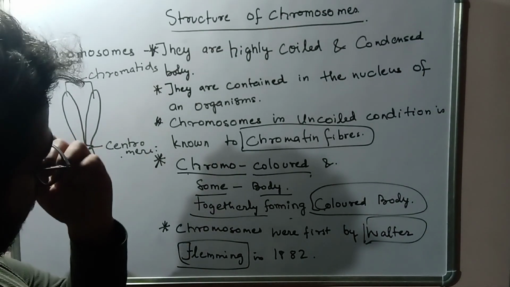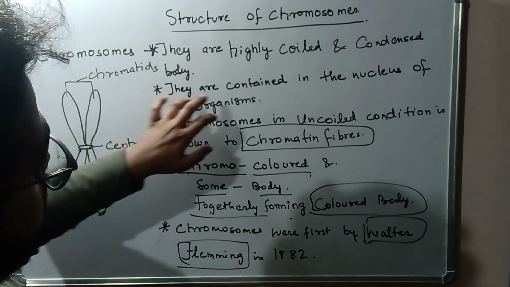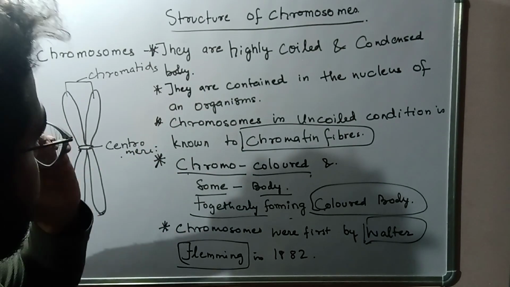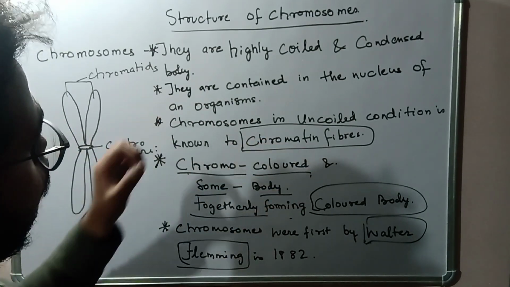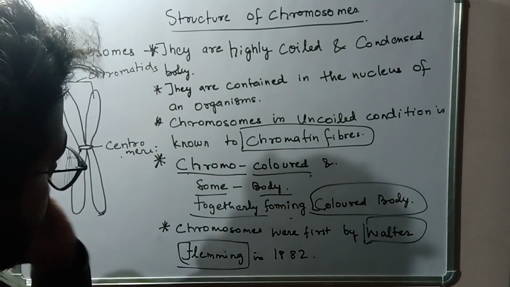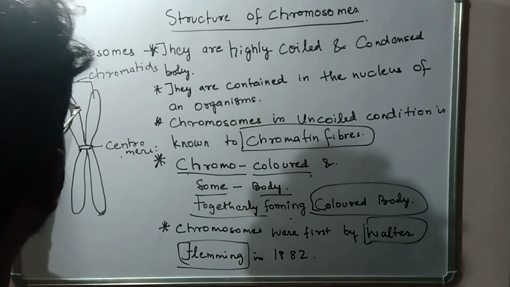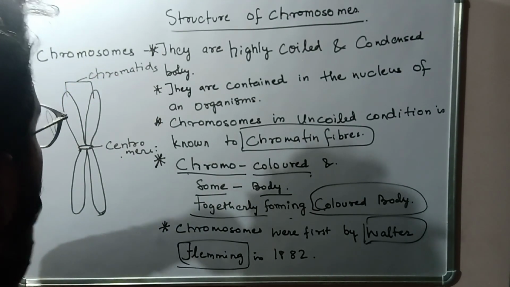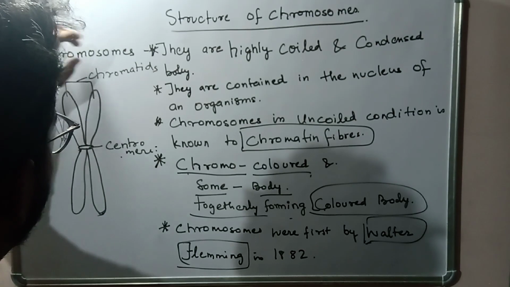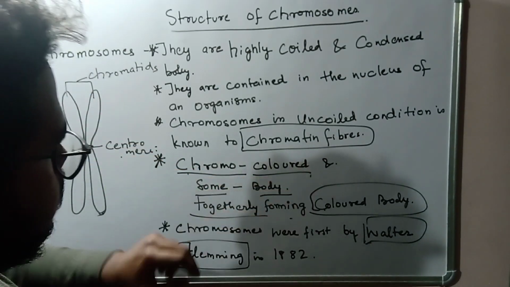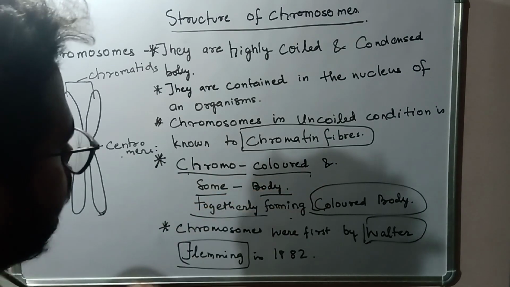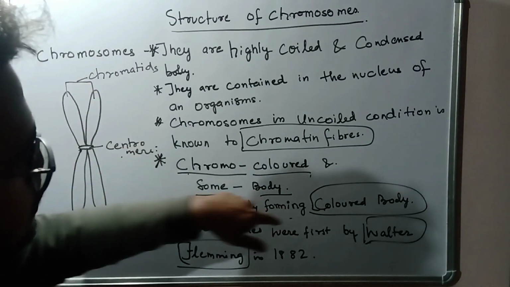Now we will see where it is contained in an organism. It is contained in the nucleus of a cell of an organism. Chromosome comes from two different words. The first one is chromo, which means colored, and another one is som, which is soma, which means body. Together they form the meaning, the colored body.